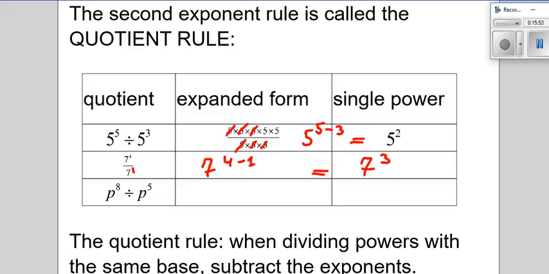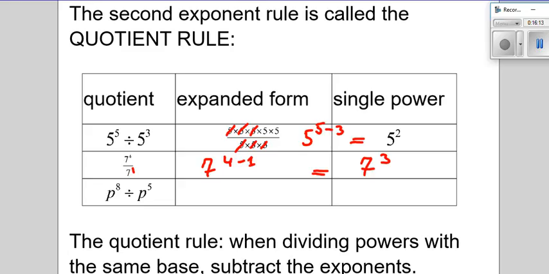So now we do it for the next one. If you have a division, like in this case, 7 to the power of 4 over 7 to the power of 1, all you have to do is copy the base, which is 7, and then 4 minus 1 is 3. And this is a single power. We're writing it as a single power.